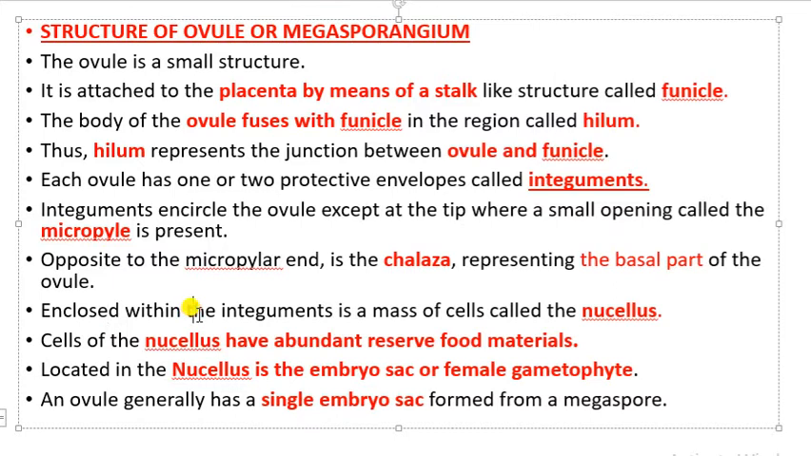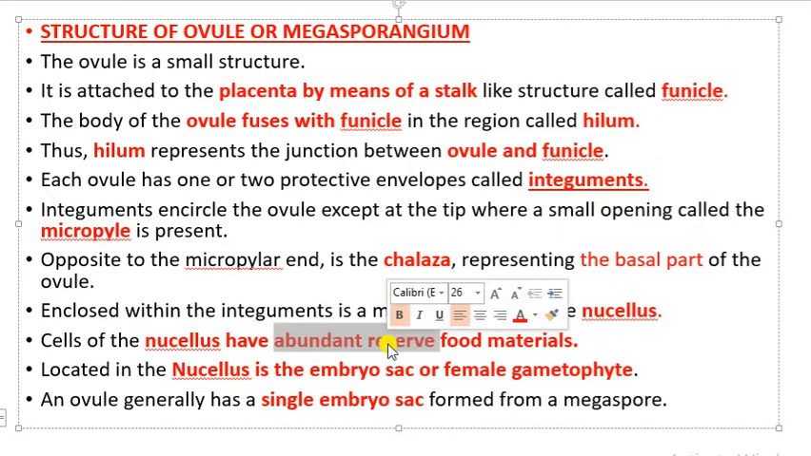Now enclosed within the integuments, a mass of cells is present which is known as the nucellus. This nucellus basically provides nourishment. Inside the integument there is a mass of cells known as the nucellus, and this nucellus has abundant food material, and that's why it helps in providing nourishment.